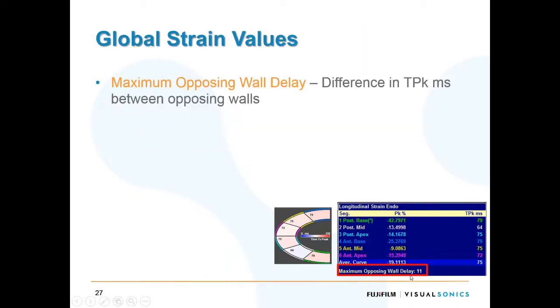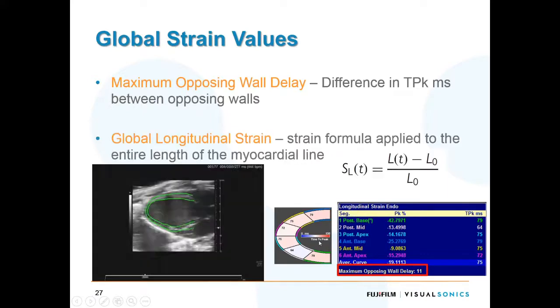There's also maximum opposing wall delay. So what that is, is a difference in the time to peak, which is here, between the opposing walls. So if you look at how those colors are defined, the green and the blue would be opposing walls, yellow and light pink are opposing, and then pink and light blue are opposing. So this maximum wall delay of 11 is the difference between the anterior mid and the posterior mid. So that's how we get 11. It's just the maximum difference between opposing walls. And that can be a measure of dyssynchrony, and we'll get into that in a little bit.